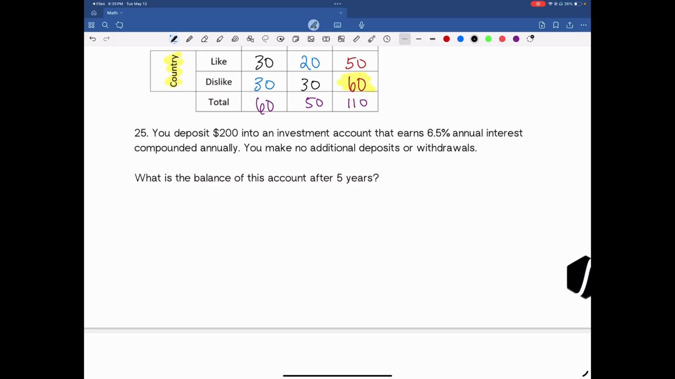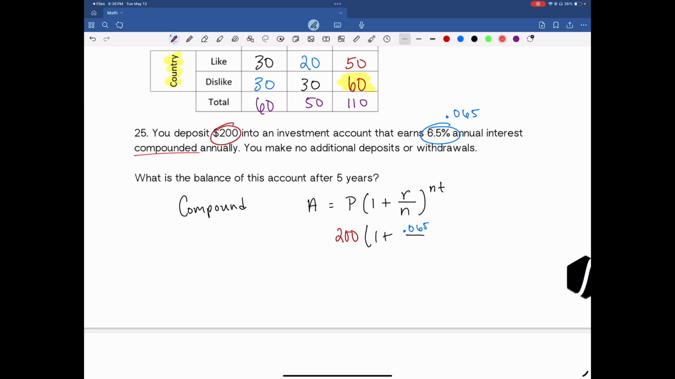All right, so we're going to use the compound interest formula. The amount equals the principal times 1 plus the rate divided by the number of times we compound, raised to the power of the number of times we compound times the amount of time. So in this example, our principal amount is going to be 200. And then we have 1 plus our rate is 6.5%. So that is 0.065. So 0.065 divided by the number of times we compound annually. That's 1 time per year.